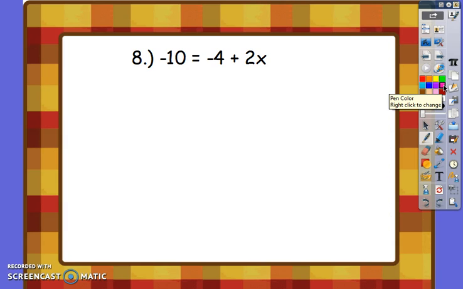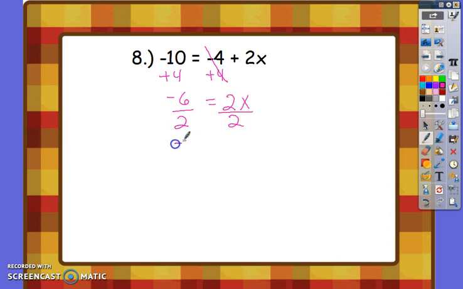Number 8. I have a negative 4, so I'm going to need to add 4. I want to isolate my variable, so I need to get rid of the number that is on the same side as the variable. Minus 4 plus 4 is 0, so I'm left with 2x on the right side. Negative 10 plus 4 would be a negative 6. Now I'm going to need to undo the multiplication, so I will divide both sides by 2. Negative 6 divided by 2 is negative 3. These two cancel, so I get x is equal to negative 3.